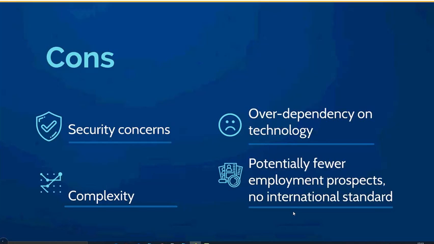Also, there are no international standards to implement IoT. Lastly, with all complex systems, there is the possibility of failure. Failures could be skyrocketed in the case of Internet of Things.